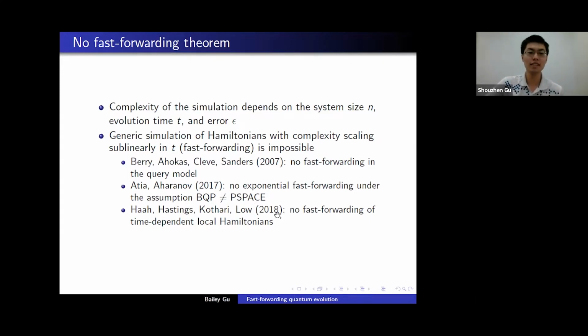Then in 2018, there was another result by Haah, Hastings, Kothari, and Low that showed no fast forwarding in the gate-based model of any kind, so not just exponential. But there they consider time-dependent local Hamiltonians as well. So the class of Hamiltonians that the generic simulation algorithm is required to simulate is more general, because it is allowed to be time-dependent.